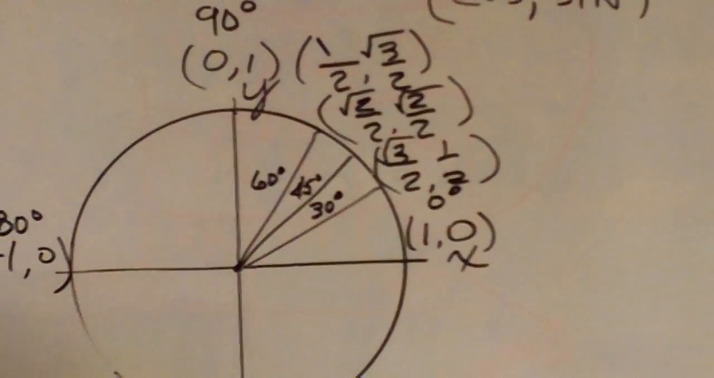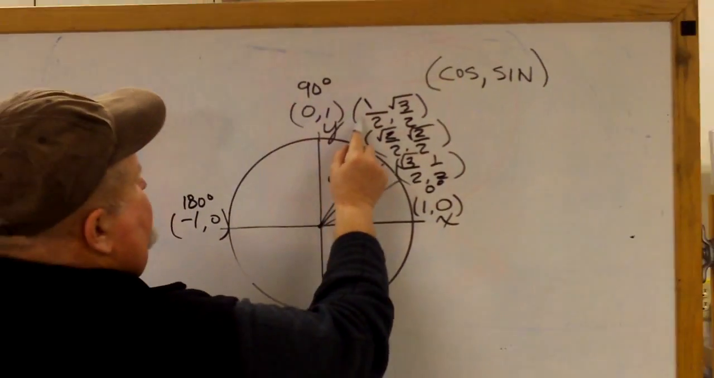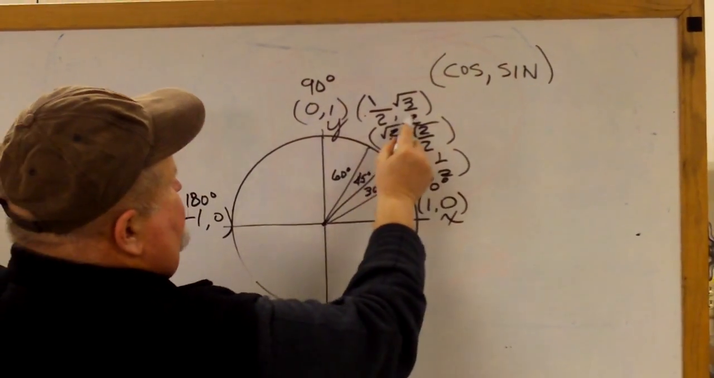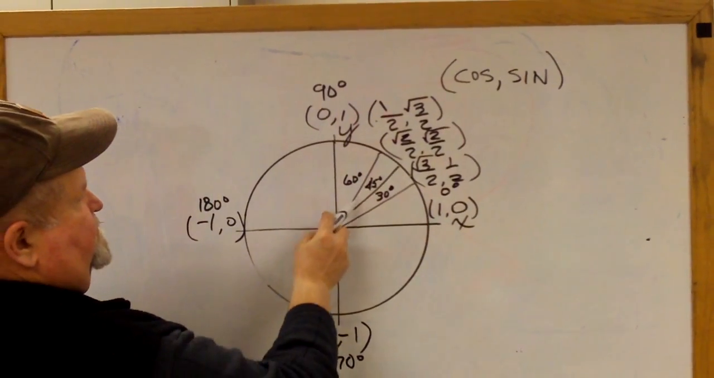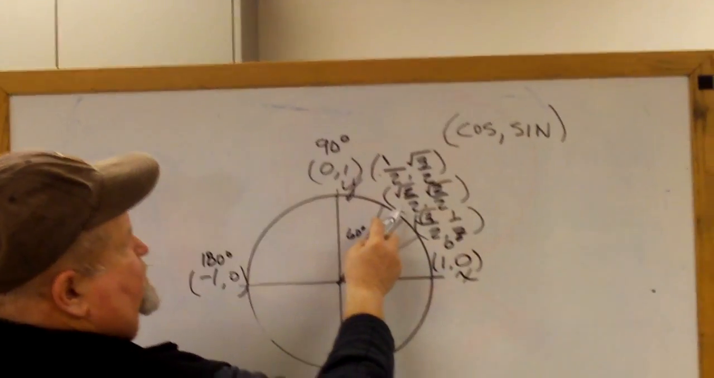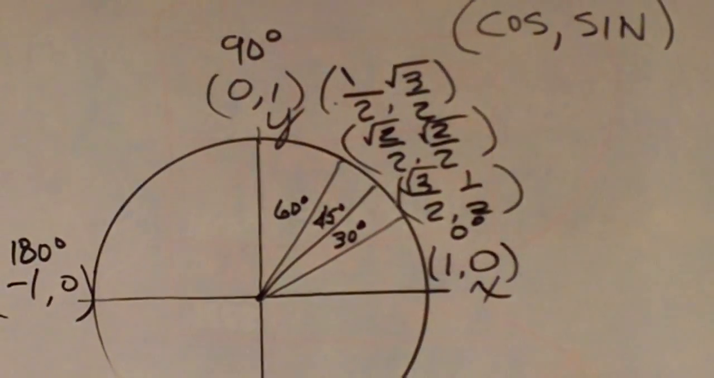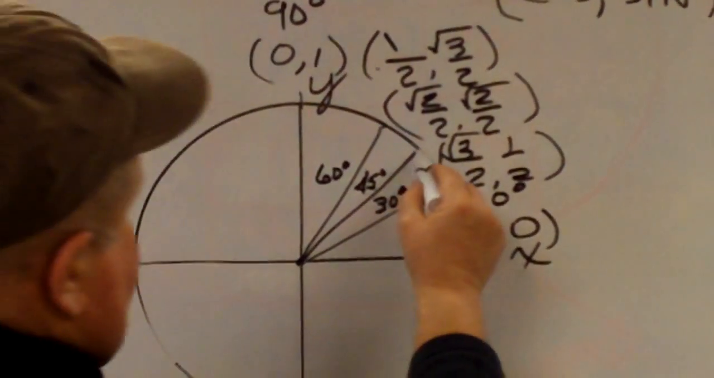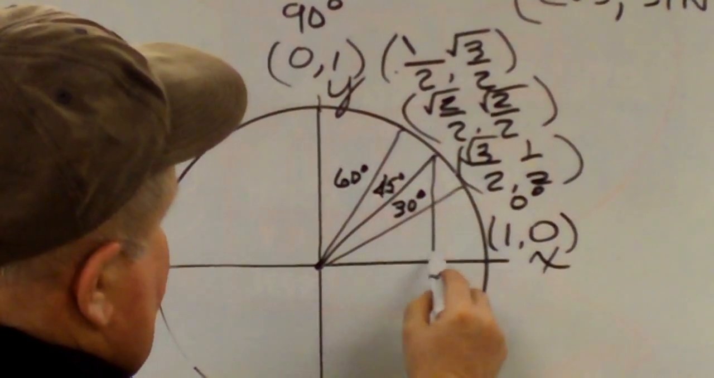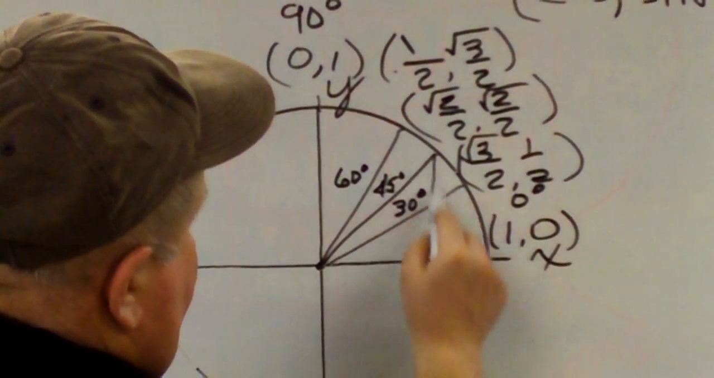And this tells us what the cosine of 60 degrees is, and this is the sine of 60 degrees. The cosine of 45 and the sine of 45 are the same number, because they're exactly the same distance here and here. So the numbers are exactly the same.